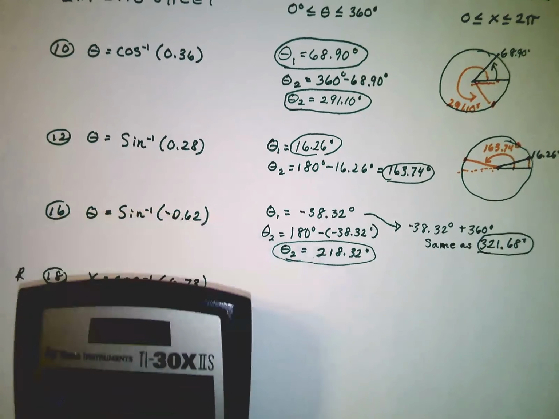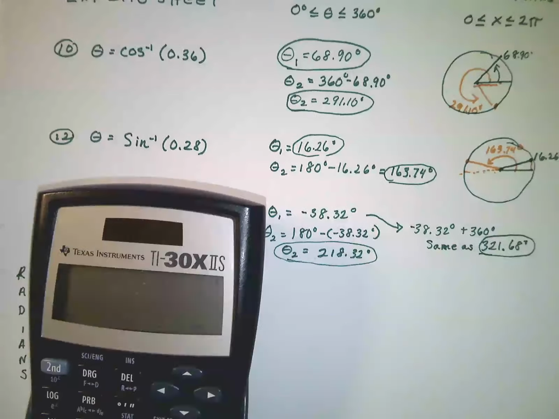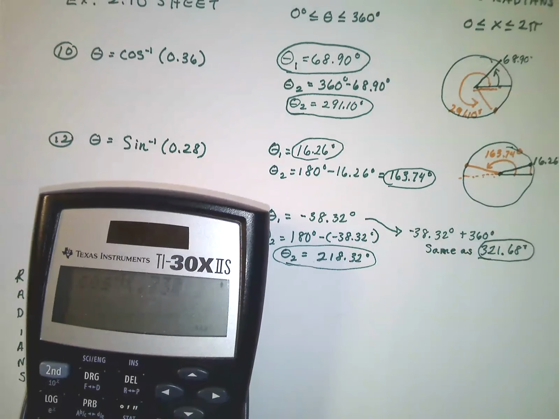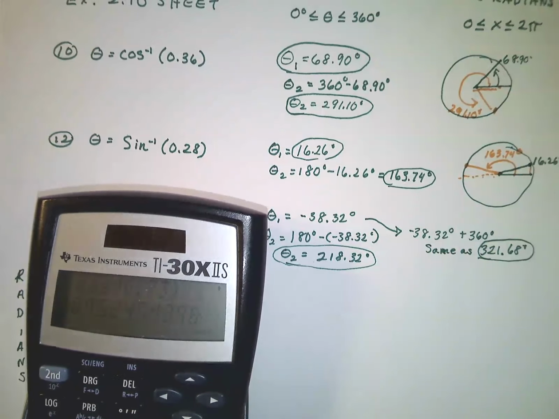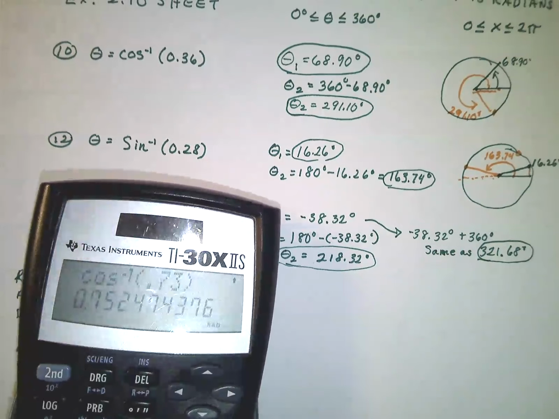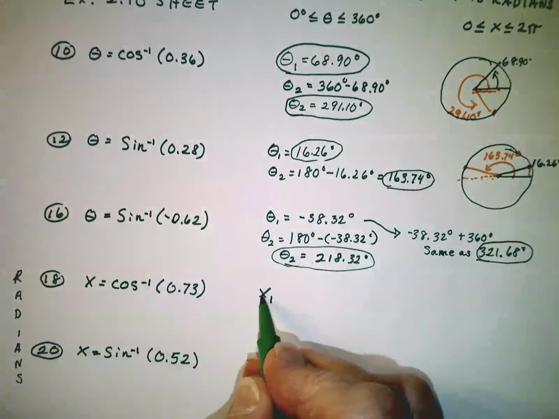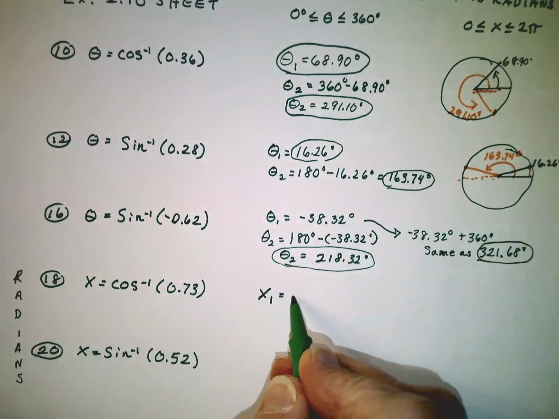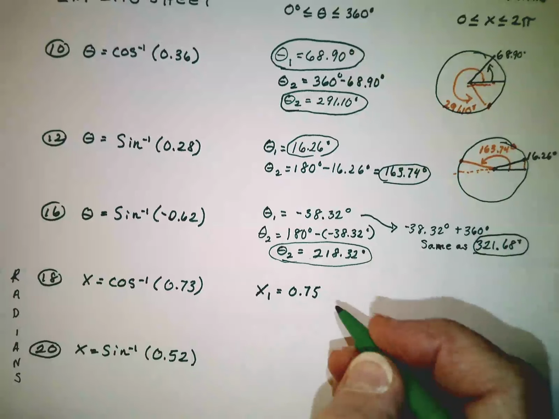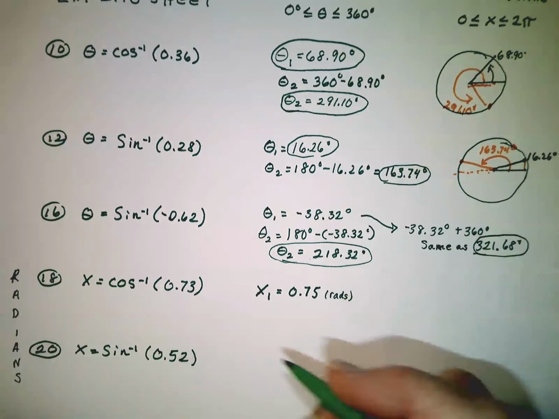And now I'll ask it to find the inverse cosine of 0.73. And it says, to the nearest hundredth, it's 0.75. So our first angle in radians is 0.75. Now radians don't usually get labeled. I'm going to label it just so it doesn't look like a cosine or sine value.